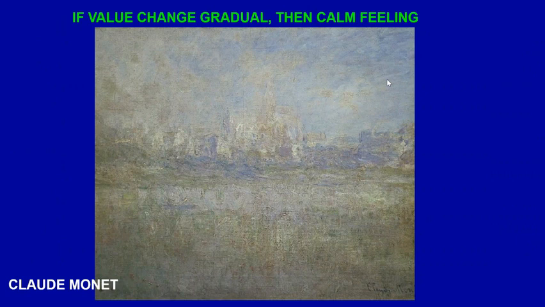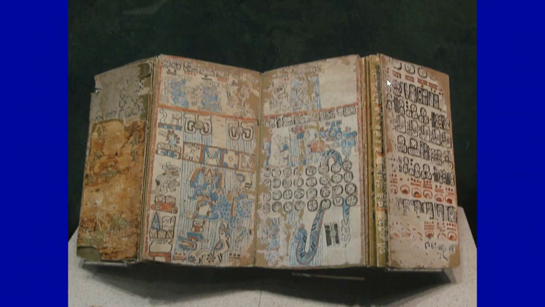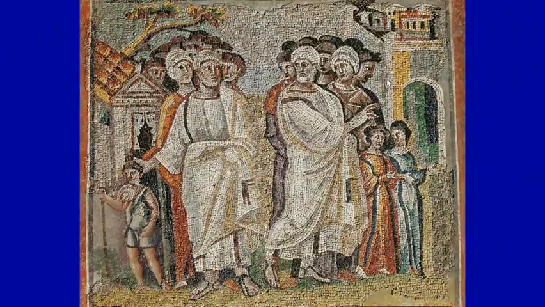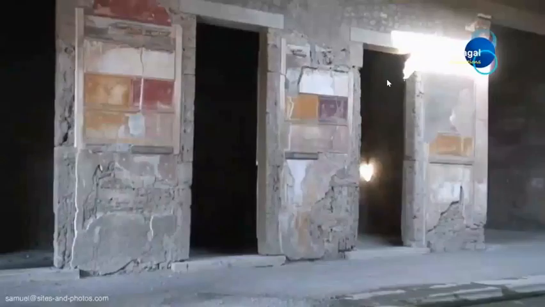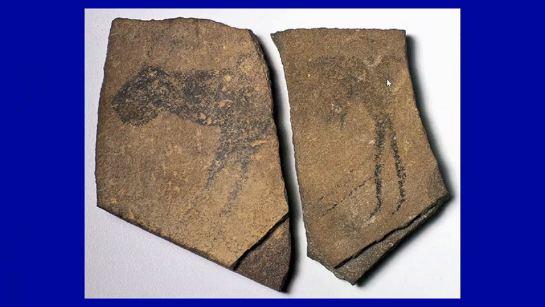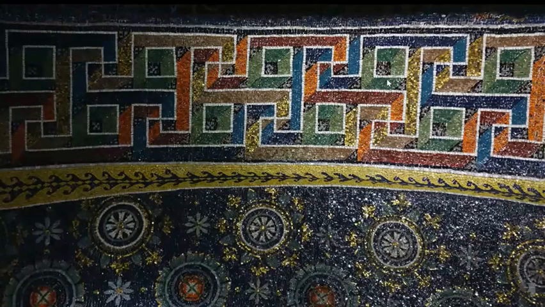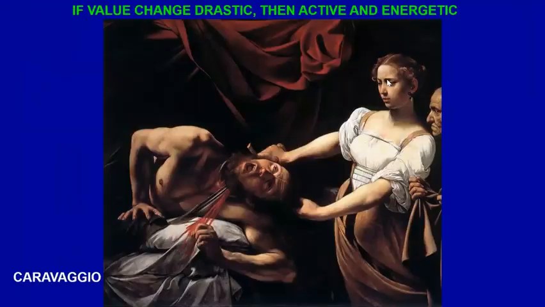And then if you have a gradual value change, then you have a calm feeling in your artwork, like this painting by Monet that we'll see next semester. And you kind of have that with the codices, although I think a lot of that has to do with the fading of the colors over time. Here's another good example of the gradual change in values, that the values of these colors are similar and not too drastic. So they kind of blend in with each other. No one value really stands out, or no one color really stands out.